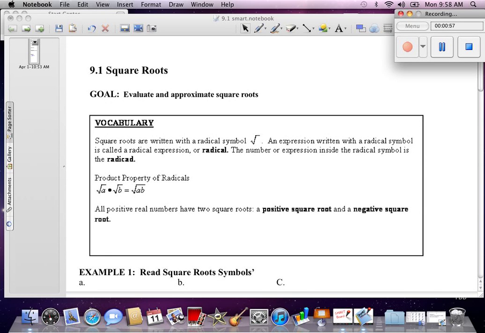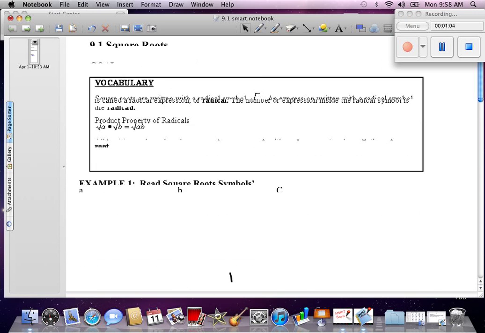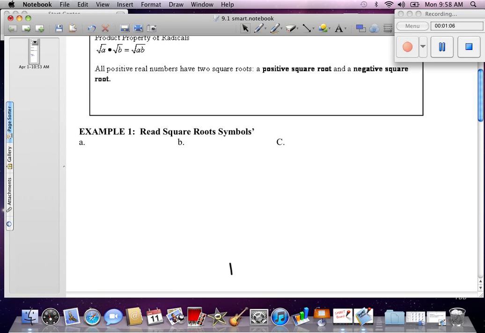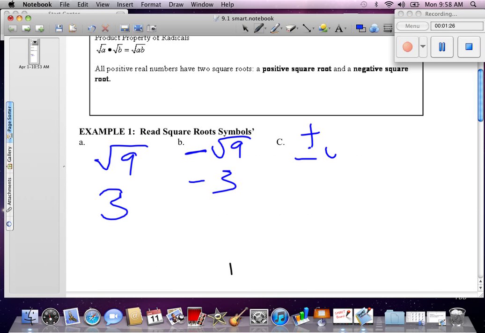All positive real numbers have two square roots: a positive square root and a negative square root. Okay, so let's look at this. We've got the square root of 9. Yes? 3. What if I stuck a negative in front of that square root? It would be negative what? 3. Okay? But we know plus and minus square root of 9. We always have plus and minus 3.